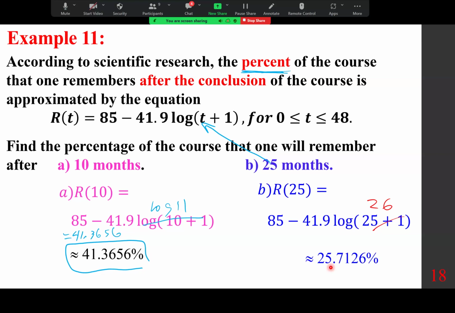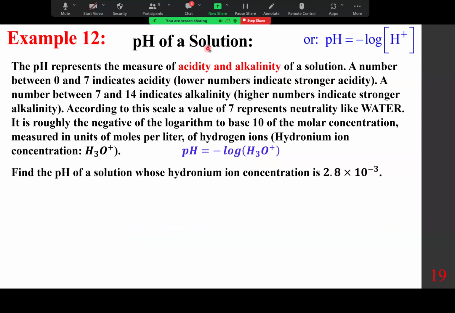So these are applications. Example 12, pH of a solution. The pH represents the measure of acidity and alkalinity of a solution. A number between 0 and 7 indicates acidity. Lower numbers indicate stronger acidity. A number between 7 and 14 indicates alkalinity. Higher numbers indicate stronger alkalinity. According to this scale, a value of 7 represents neutrality, like water.